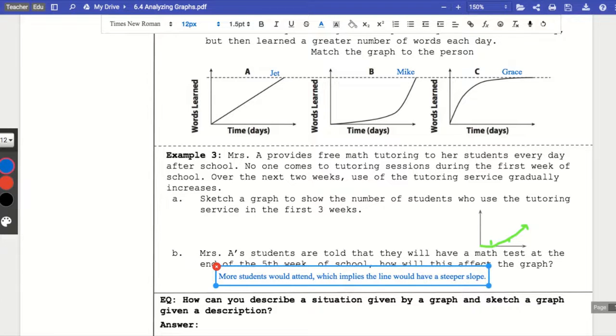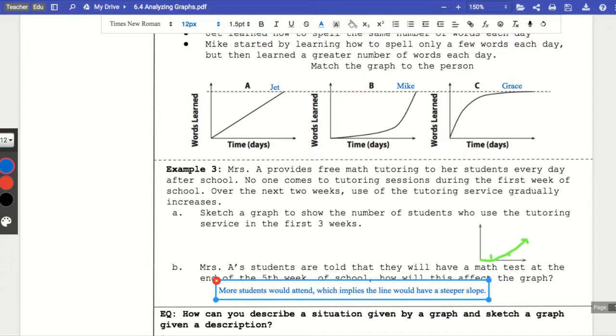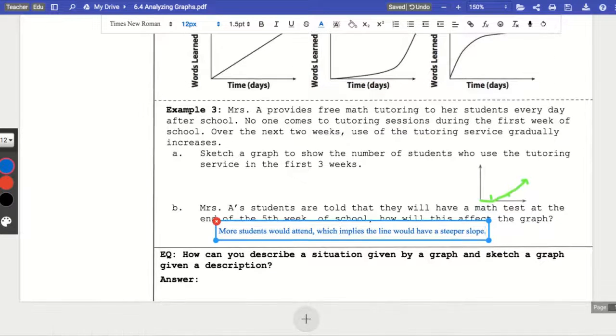So kind of cool, not too easy. Again, it's just reading and math. So as long as you can interpret that from left to right, it increases, which is, remember when we were focusing on learning the positive slope, that's exactly what happens. And then of course, from left to right, if it's decreasing, that represents a negative slope, which means we're losing things. So pretty cool. And then try to answer the essential question: how can you describe a situation given by a graph, and sketch a graph given a description?